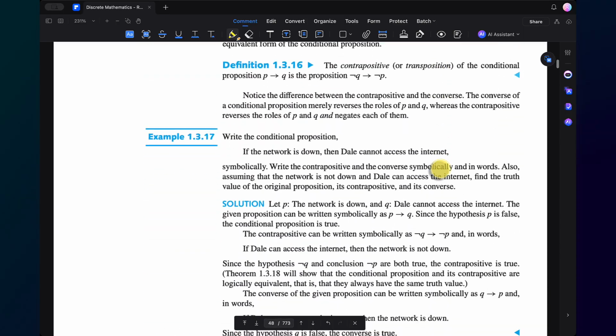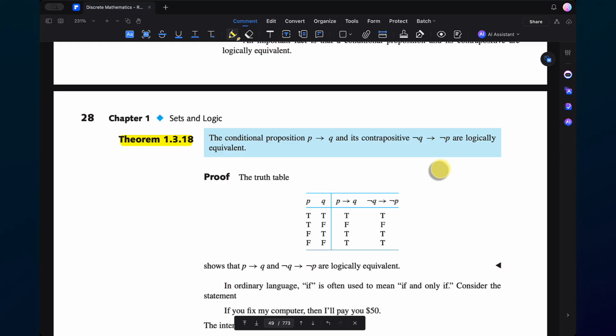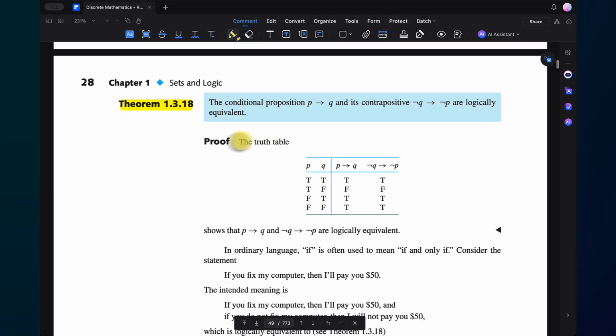Okay, let's see. I wanted to do maybe another example. Okay, here's something that's kind of important. You'll hear this term quite a bit once we get down to trying to prove things. Some of you will use this quite a bit. The conditional proposition P implies Q, and its contrapositive, not Q implies not P, are logically equivalent. Okay, so here's the proof of that fact, and now you can see it.